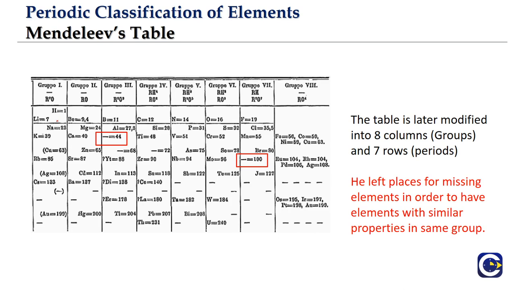As you can see here, this is the table that he created, which has 8 groups, from 1 to 8, and 7 rows. The columns we call groups, and the rows we call periods. While he was creating the table, the consideration is that the elements put into one group will have similar properties.